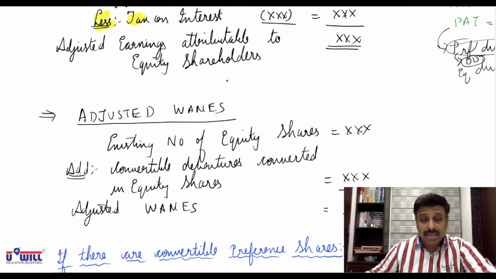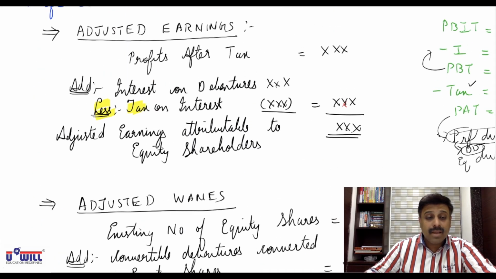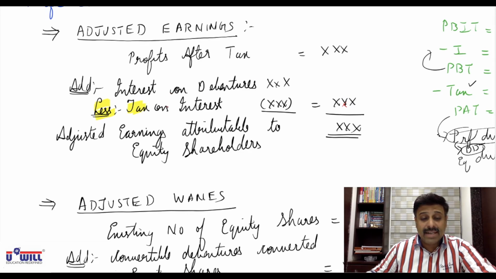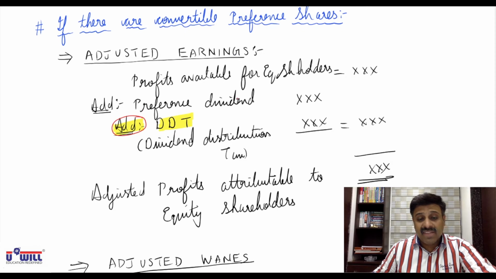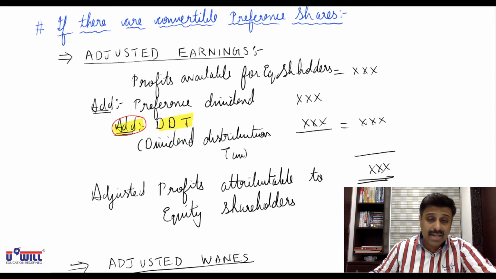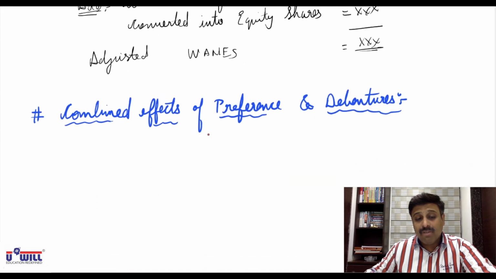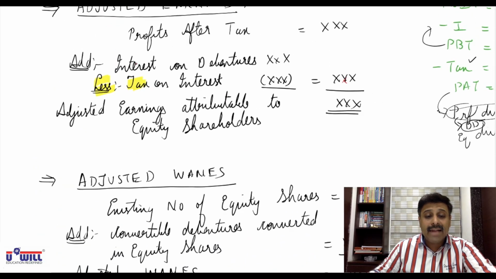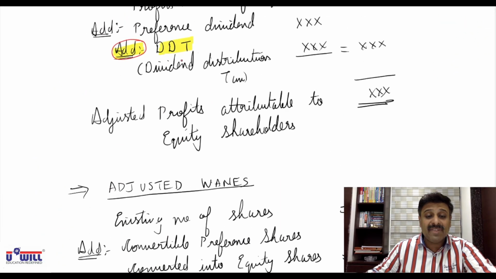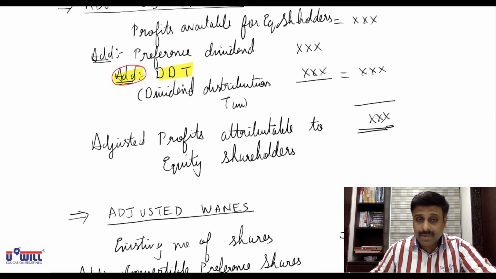See, when we have convertible debentures, interest on debentures we add and tax on interest we minus. When we have convertible preference shares, preference dividend as well as DDT both we add. So now if I ask you, how will we find the combined effect, if preference and debentures are both there? How will we find the adjusted earnings? Then quite obviously the answer is add interest minus tax, add preference dividend, add DDT, right?